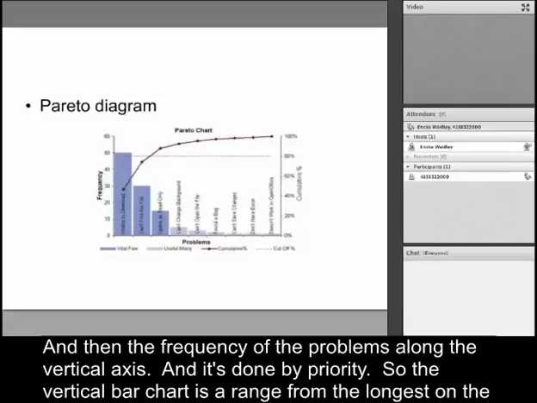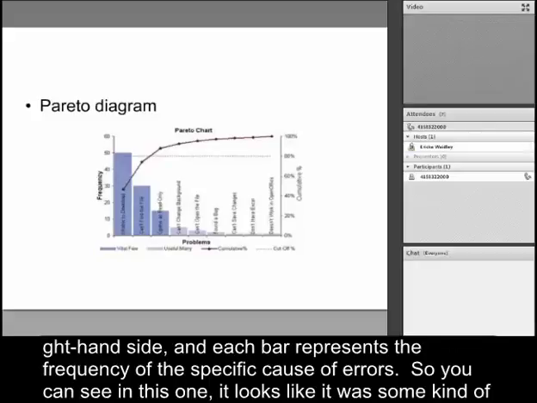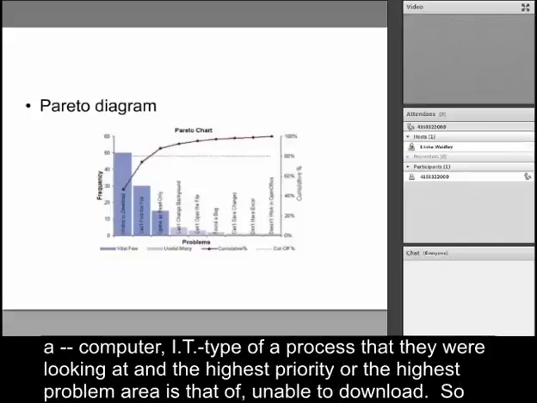So the vertical bar chart is arranged from the longest on the left to the shortest, meaning the most frequently occurred variants or problems to the least frequently occurred variants or problems on the right-hand side. And each bar represents the frequency of the specific cause of errors. So you can see in this one, it looks like there was some kind of a computer IT type of a process that they were looking at.